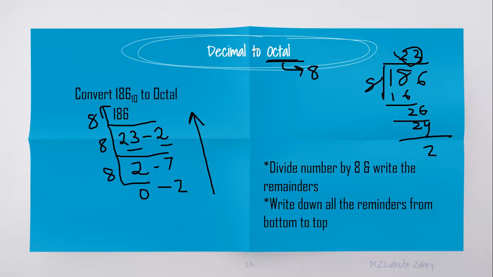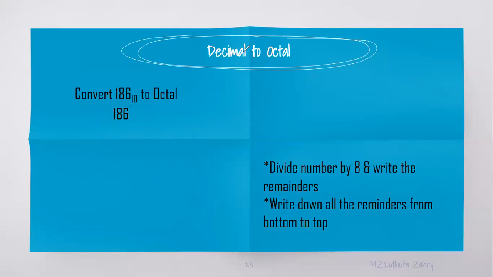So do write it again from the bottom to top. 272 is going to be equal to 186. And don't forget to put the base value. So this is going to be base 8, and this is going to be base 10. Okay, clear? You have to write it from down to up, bottom to top.